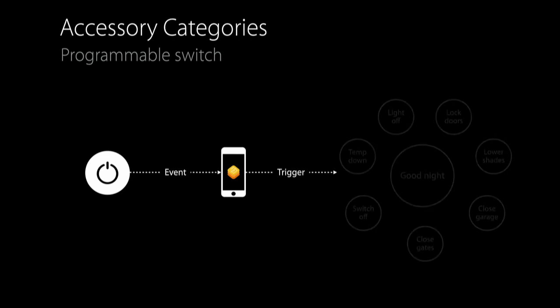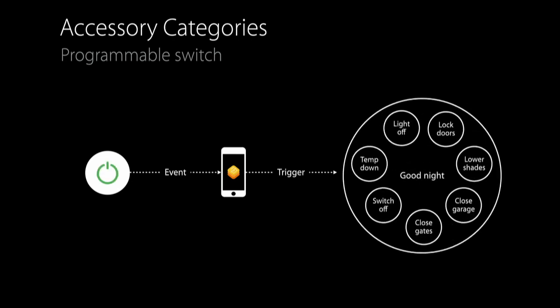And now in iOS 9 we support event triggers. So our users will be able to map this event to a trigger which will execute this beautiful predefined goodnight scene. Now iOS, wherever the phone is, it'll get this trigger, it'll execute all of it magically. Powerful, but simple.